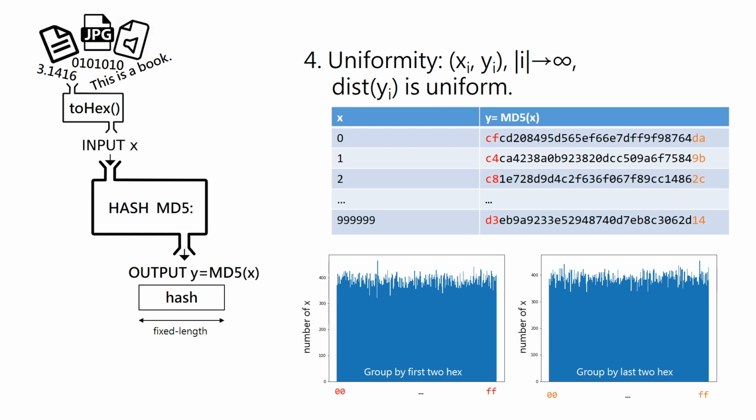It means that the result of MD5 is evenly distributed in these 256 groups. We also show the grouping result using the last two hexadecimal digits. It still shows the result is quite even. It indicates that the MD5 function can evenly distribute input values to output values.